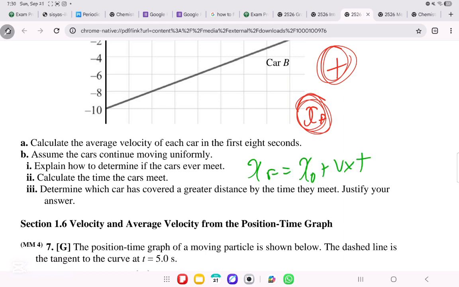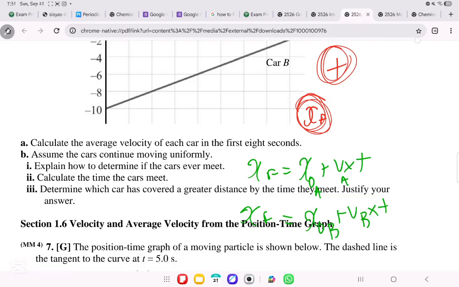Okay, so let's say this is for A. So x final A is equal to x initial A plus velocity A times time A. And then x final B is equal to x initial B plus velocity B times time B. We know that the time is the same for both of them, and we know that x final is the same for both of them.